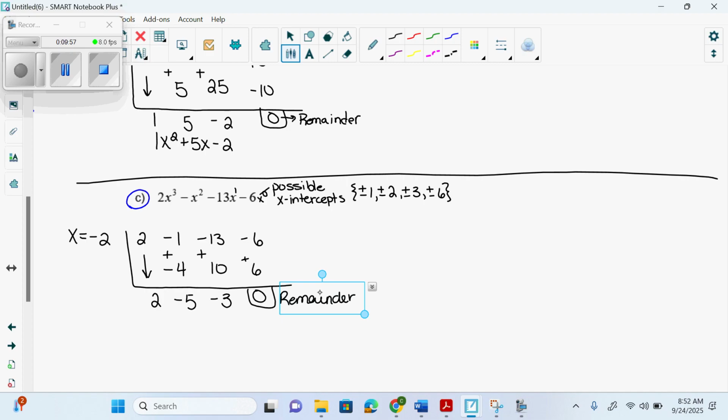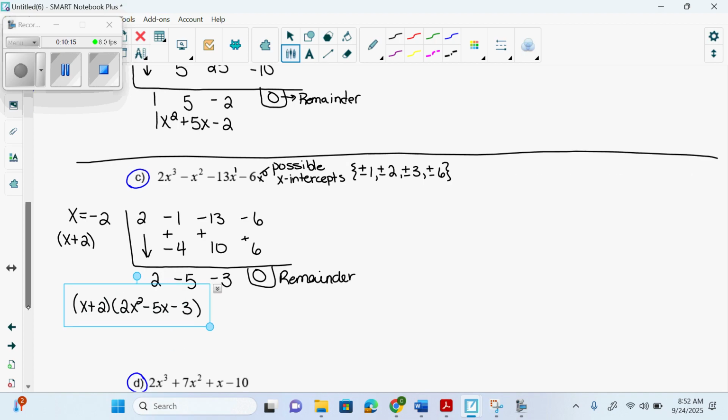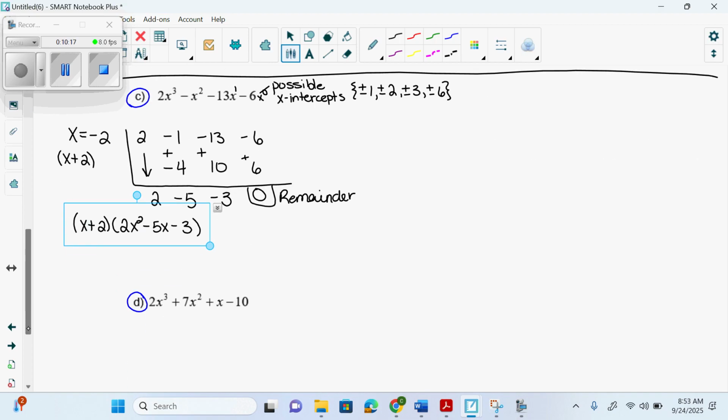What's my factor for x equals negative 2? x plus 2, correct? So now I have x plus 2 and 2x squared minus 5x minus 3. Which I'm going to do the work for that one off to the side because it's decomposition. So I have 2x squared minus 5x minus 3, this binomial or quadratic factor, trinomial factor.